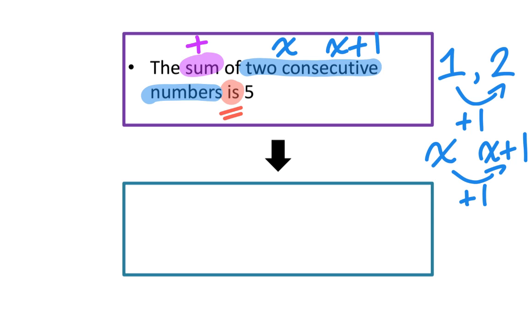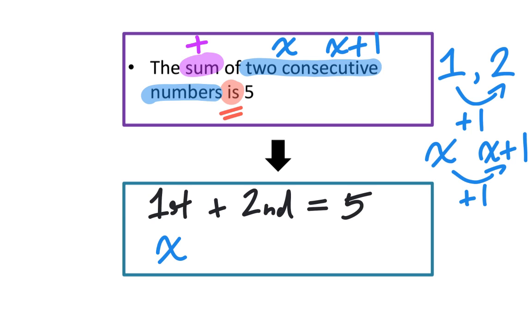Let's put all of this together with some rough work. We know that the first number plus a second number is going to be equal to 5. Well, we can represent that first number with the variable of x. That addition sign is going to stay the same. The second number can be represented with x plus 1, since they are consecutive numbers. And the equal sign and the 5 stay the same. Therefore, the final equation is x plus x plus 1 is equal to 5.